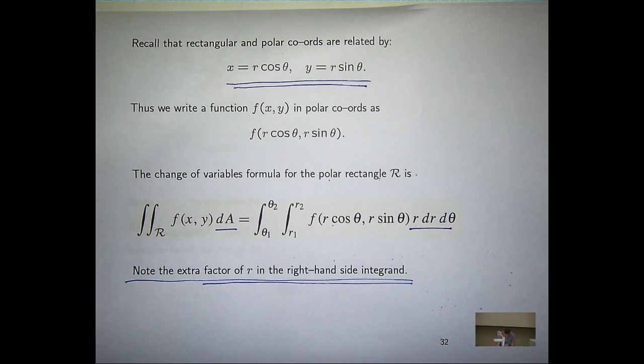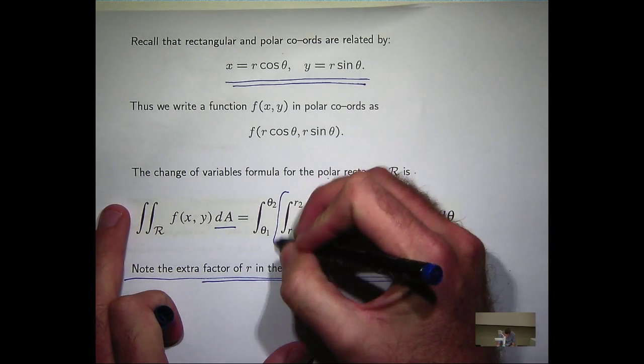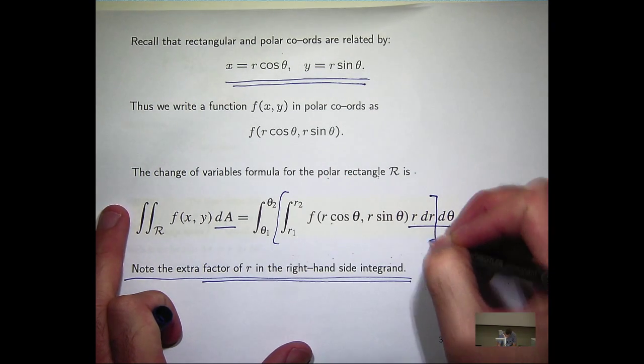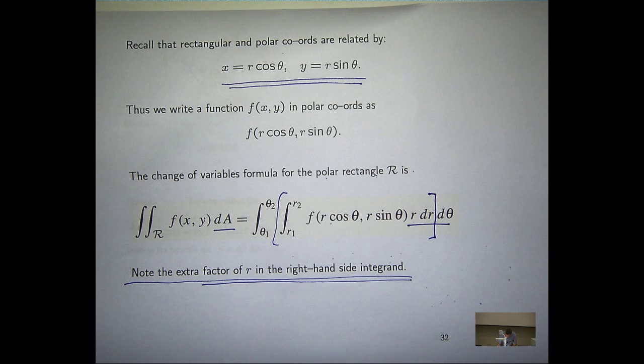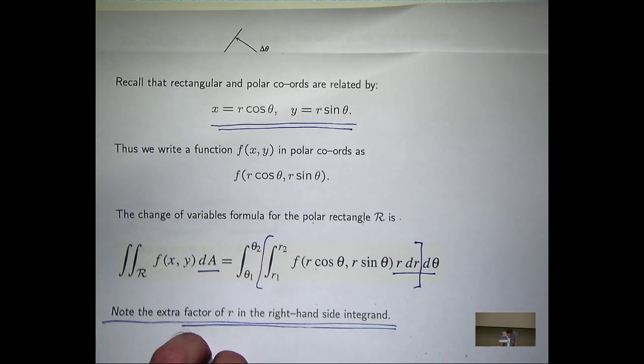This is just an iterated integral, so it's no problem to evaluate. You just do the inside integral first, and then move on to the outside integral. But you've got that extra factor of r there. Where does that come from? Ah, well, I'm glad you asked.